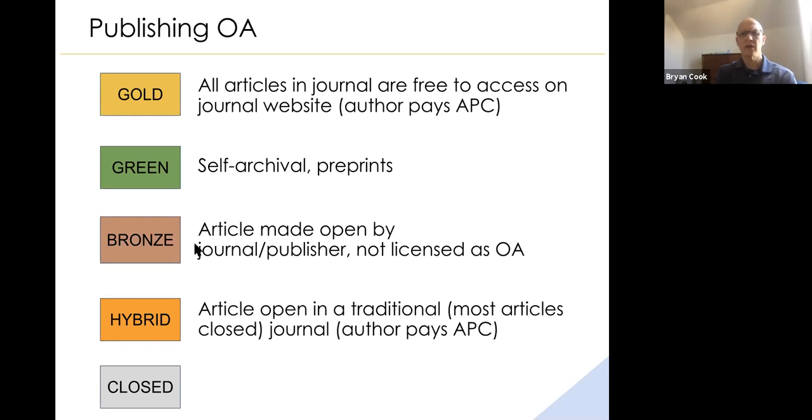Bronze is what most of the big journals in the field have now gone to. I'm getting hybrid and bronze confused for a second. Bronze is where a journal or publisher chooses to make something open, and they do it all the time. Sometimes it's almost seemingly by fiat, but sometimes it's strategic, and they'll say, oh, here's a special issue that we really want to push. Let's make the lead article open.